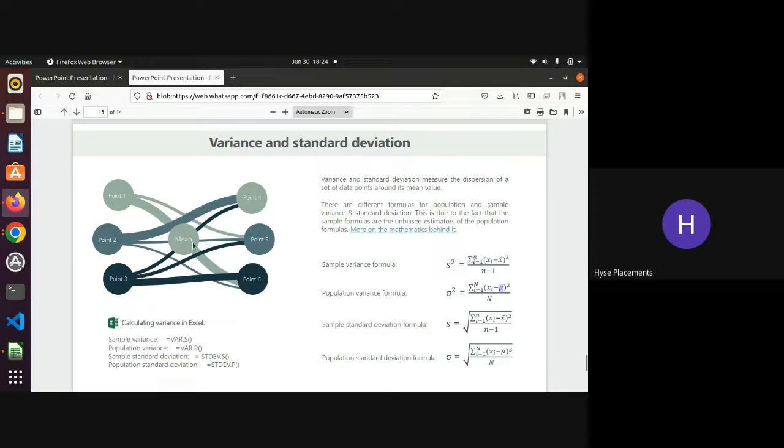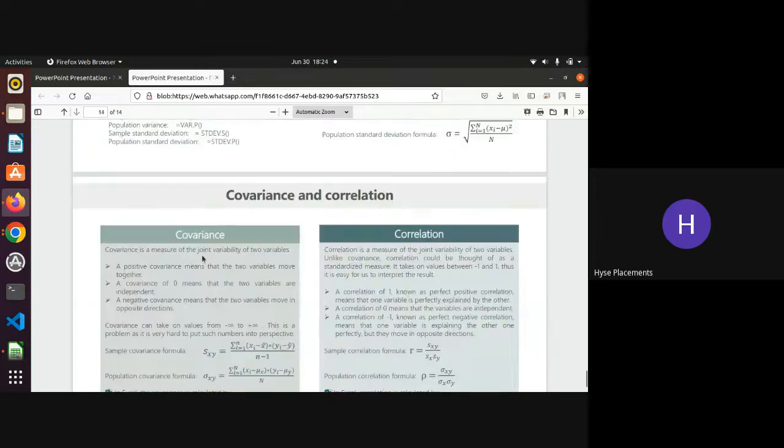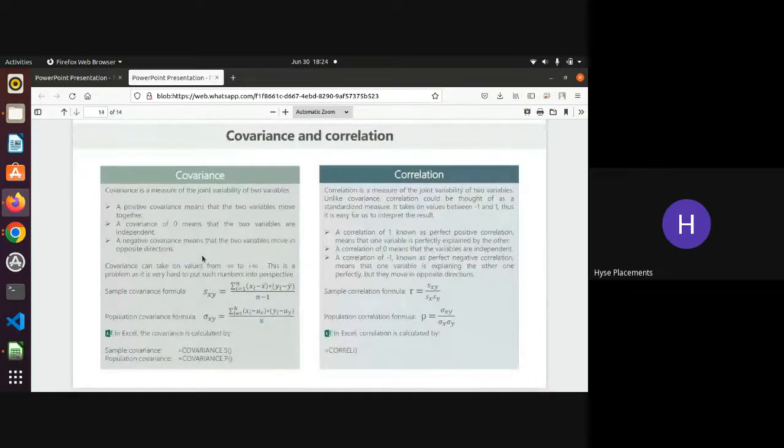Okay, so that's how the variance and standard deviation are important, because with that only we understand how the spread is, how the dispersion of a set of data points is. It's a measure of dispersion of a set of data points. Yeah, and the next terms are covariance and correlation. Okay, understand these formulas perfectly.